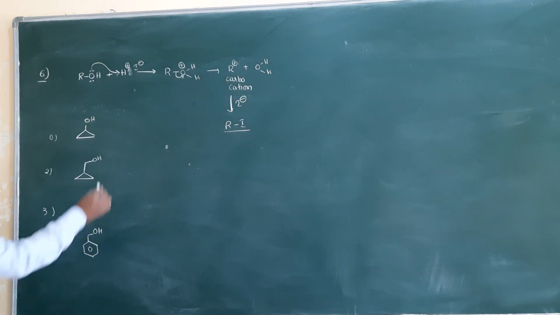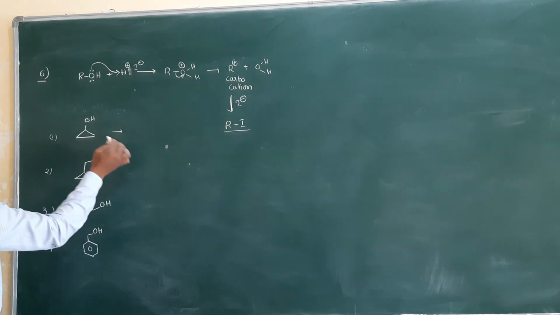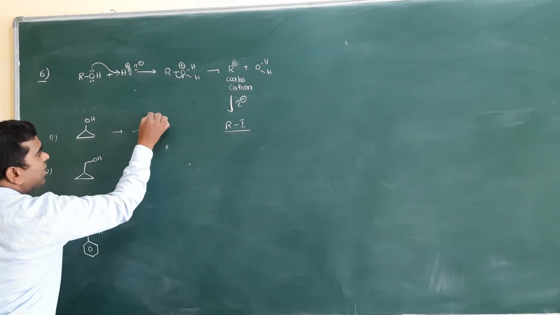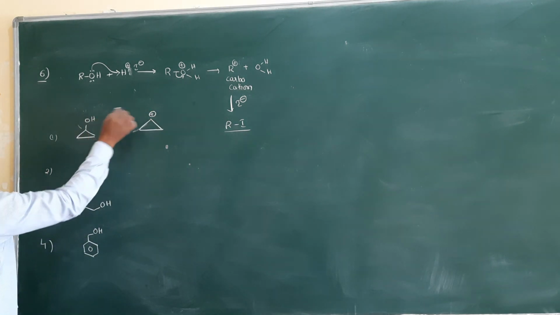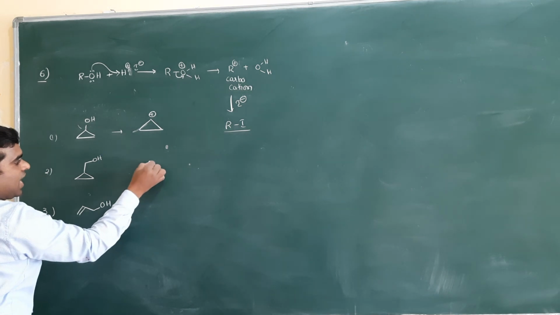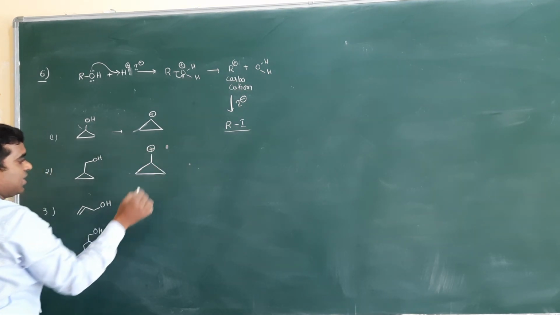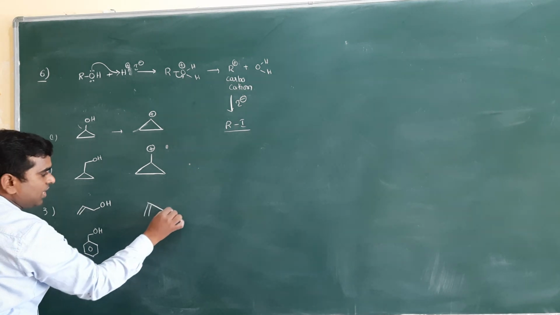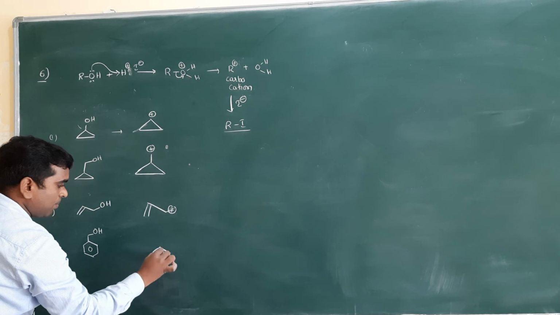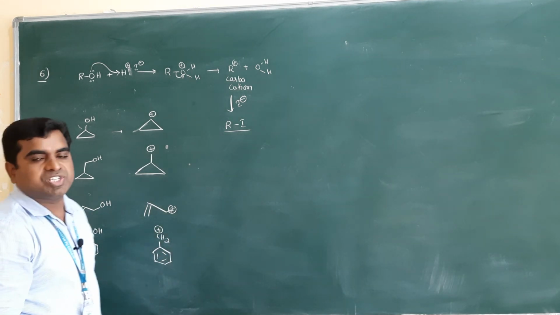Now if you write here, I already mentioned the rate of the reaction depends upon the stability of the carbocation. Write the carbocations here. In this case, the OH will be removed as water and you will get this carbocation. In this case you will get an allylic carbocation, and in this case you will get the benzylic carbocation. So which carbocation is most stable here?